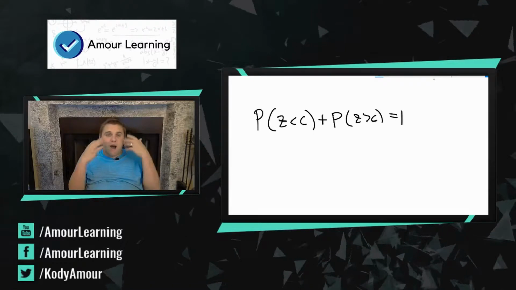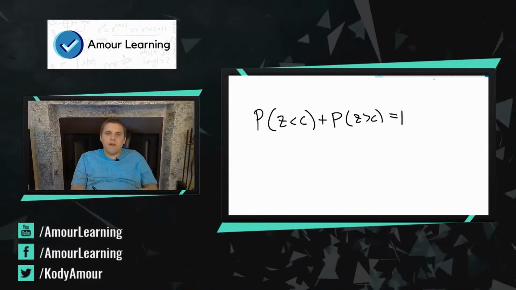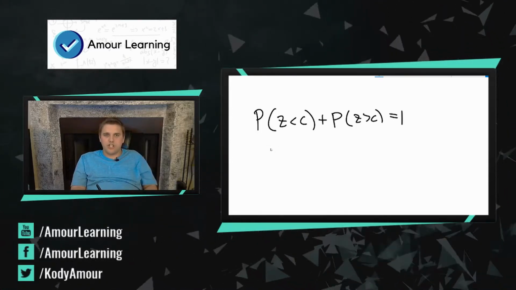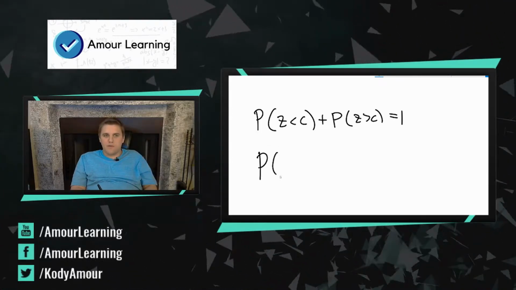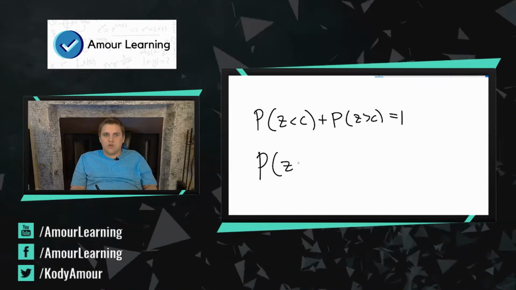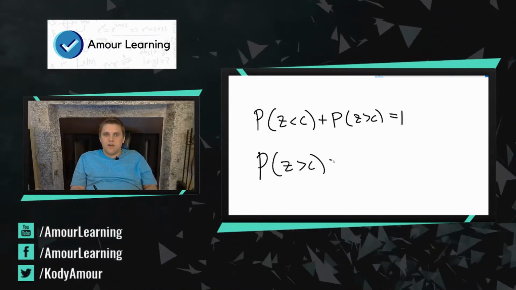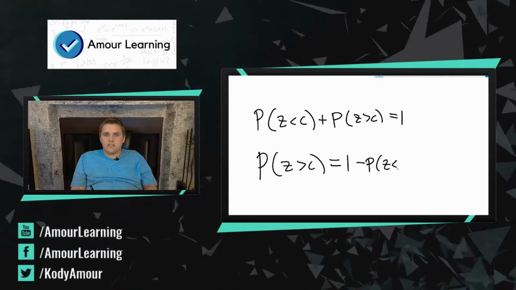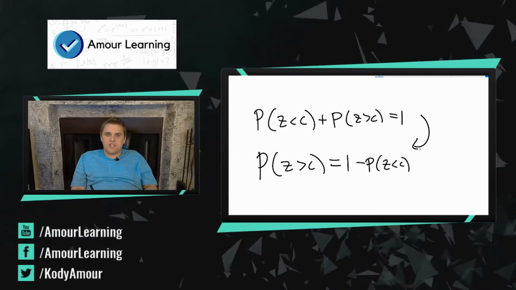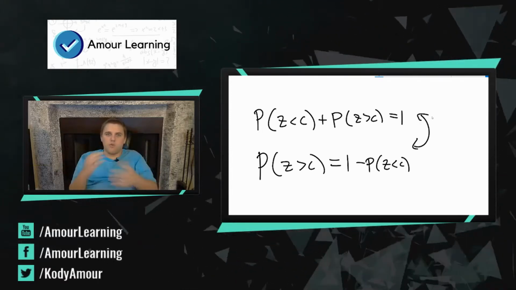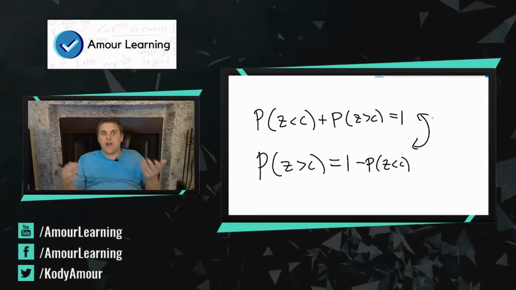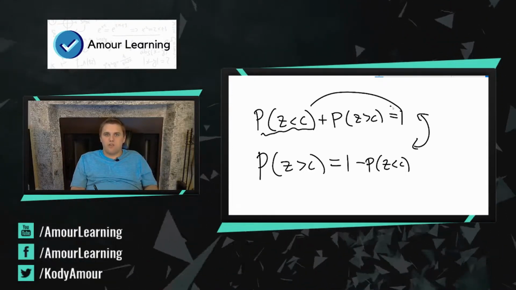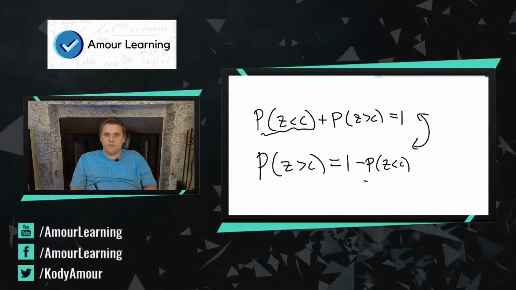Now I'm going to manipulate this equation so that you can get a better understanding of the formula that a lot of people use on different cheat sheets. If I ever want to find the probability that z is greater than a value c, this is just 1 minus the probability that z is less than c. So these two basically say the same thing. They're the same formula, just rewritten. I just took the first formula and subtracted the first term on both sides, so I moved that over to the right side of the formula, which is why there's a minus here.